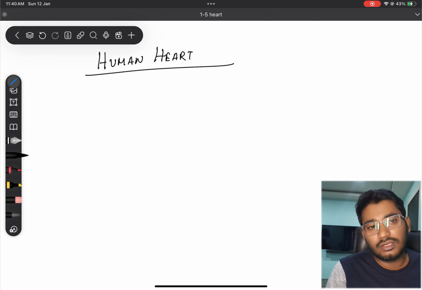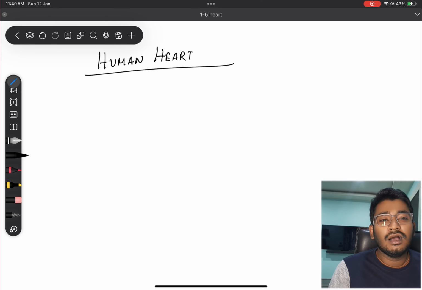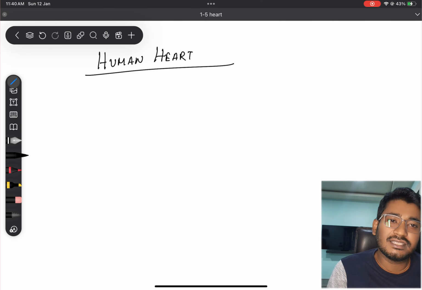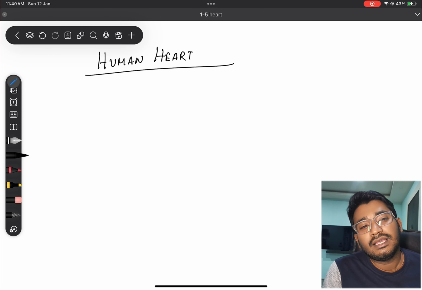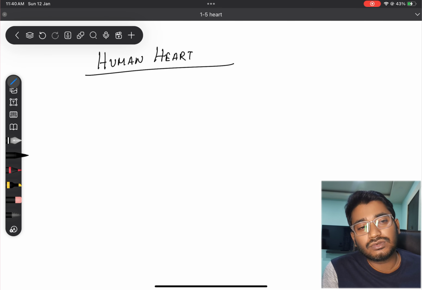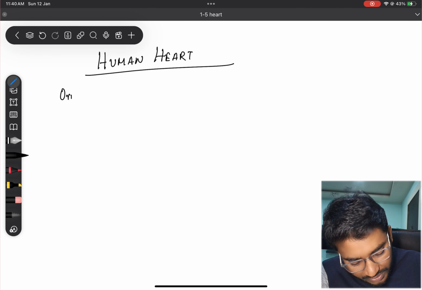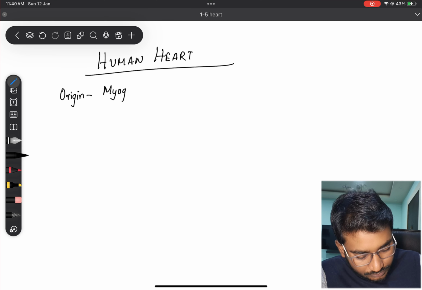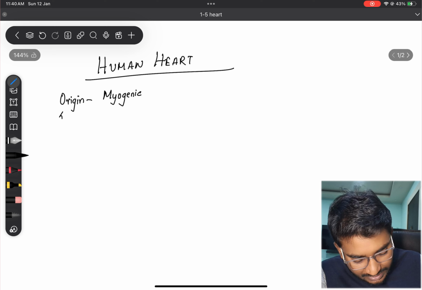So what do you mean by the human heart? The human heart is an internal vital organ of our body, which is mesodermal in origin, and the human heart is myogenic. It lies in the mediastinal gap between the two lungs, and its function is to pump the blood to the body. Now from the topic we write: myogenic in origin.